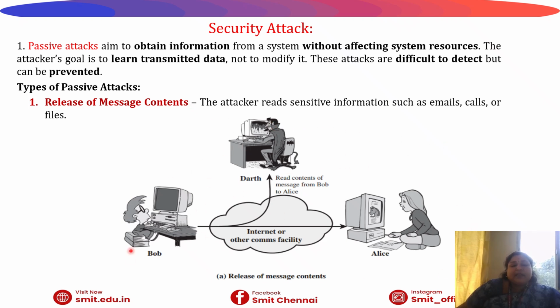See in this diagram, Bob sends a message to Alice, but in the middle, Rat is an attacker. He can just read the data from Bob, but he cannot alter the data.